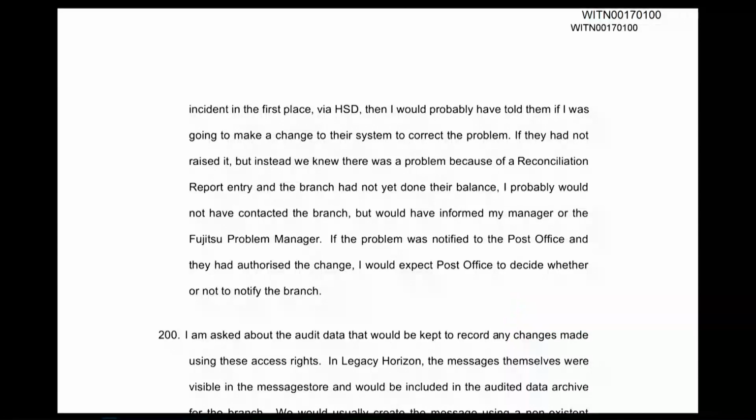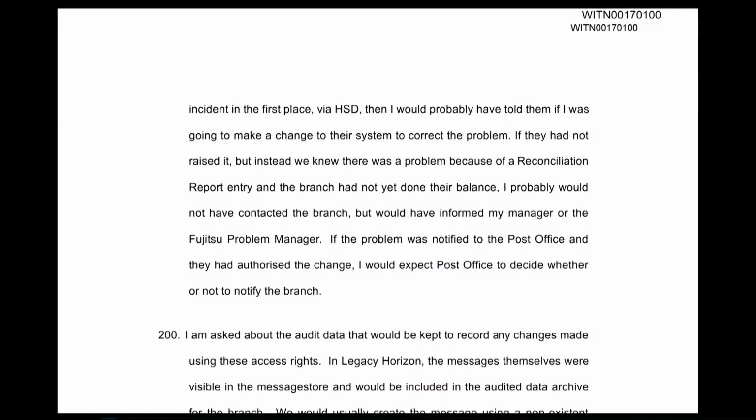You say, or you might have informed the Fujitsu problem manager. Who was the Fujitsu problem manager? They varied over the years, but back for legacy, it was Mike Stewart and Mike Woolgar, I believe. Sorry, the second name? Woolgar. Was it your understanding that any of those people, Mr. Peach, Mr. Parker, or either of the problem managers, would have contacted the branch to tell them that corrections had been made to their data? No, I think it's very unlikely that they would have contacted the branch.